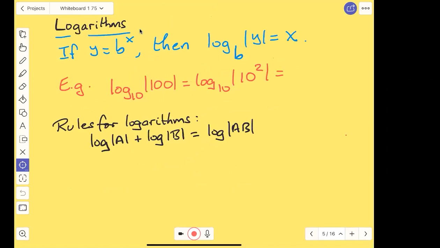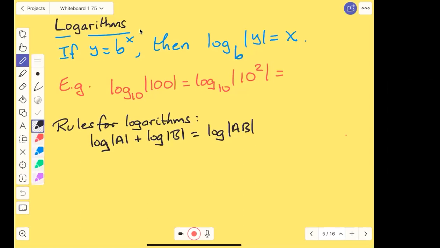So what are logarithms? Well, the basic idea is that they are the inverse of power functions. So if you say that y is b to the power of x, then we say the logarithm to the base b of y, and I'm putting the modulus sign here because I want everything to be positive. If b is positive, b to any power is positive, but I still feel happier putting modulus signs. Log to the base b of y will be x.